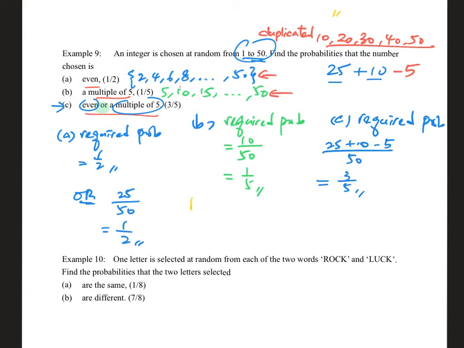How about we add a question in part D: what about the probability of the event being even and a multiple of 5? In this situation, that's exactly the 5 numbers I just mentioned. So there should be 5 numbers out of 50, which gives you 1 over 10 as the answer for part D.